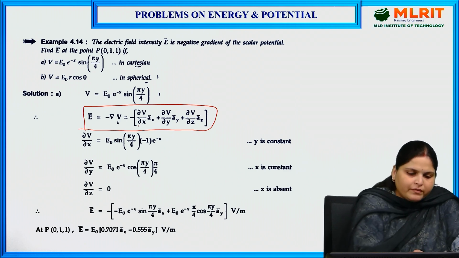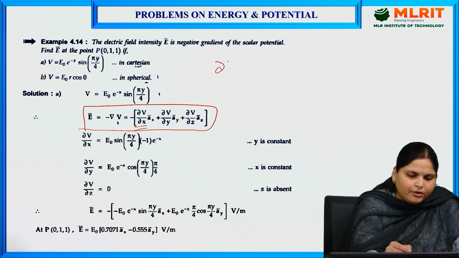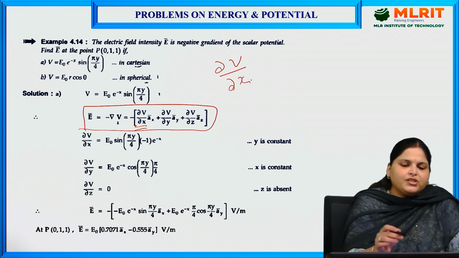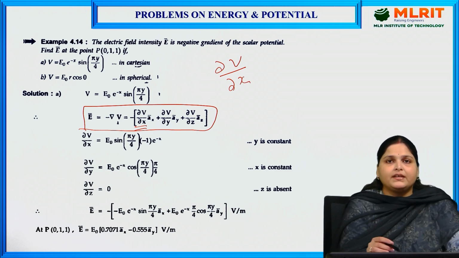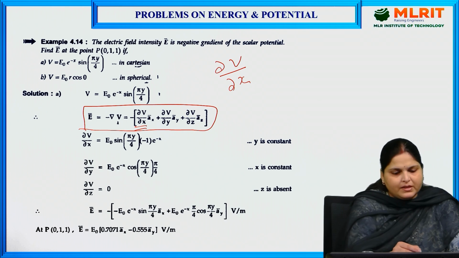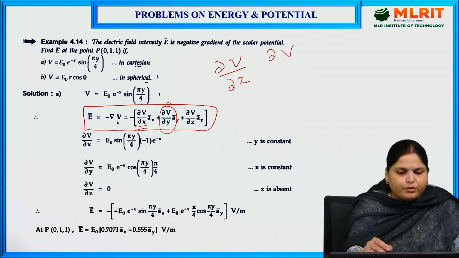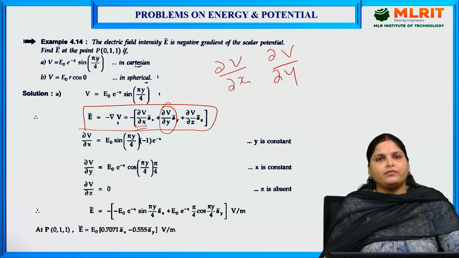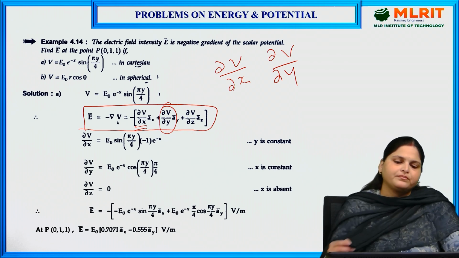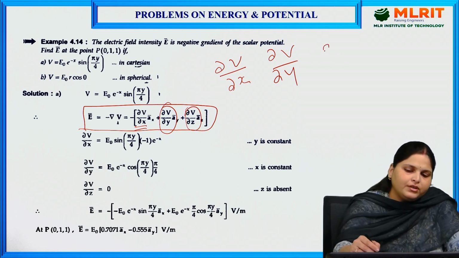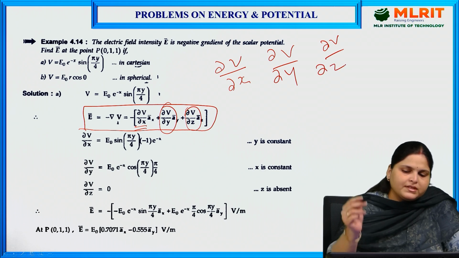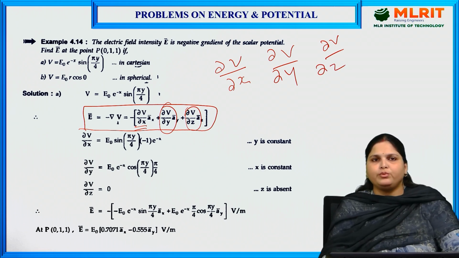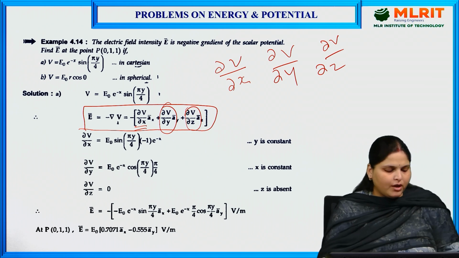We can see here we have to find dou V by dou x. That means the potential should be partially differentiated with respect to x. Second, we have to calculate dou V by dou y. That means partial differentiation of V with respect to y. Then we need to find dou V by dou z, partial differentiation of V with respect to z. So let's solve it one by one.